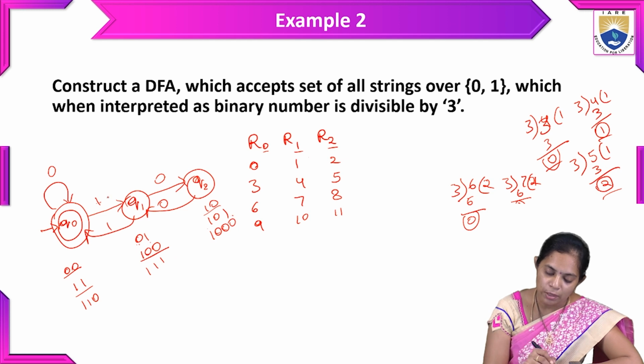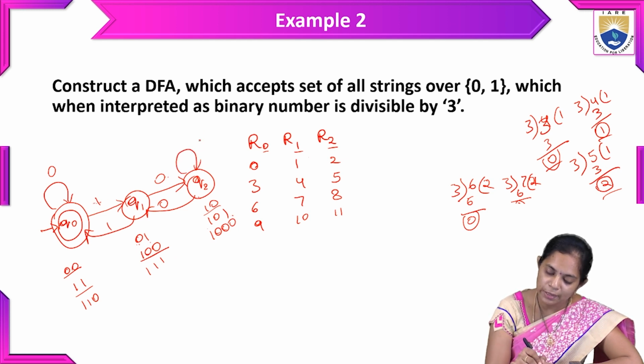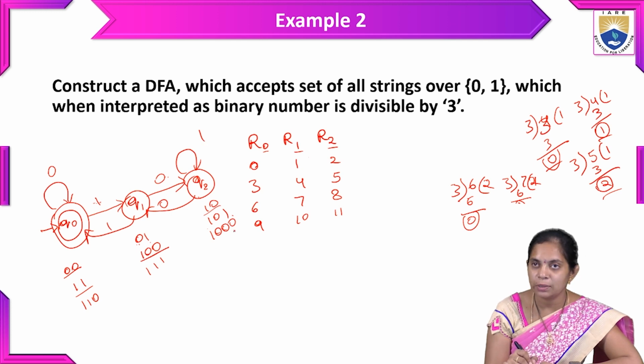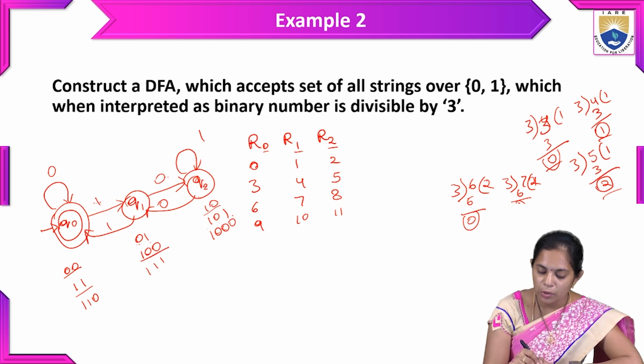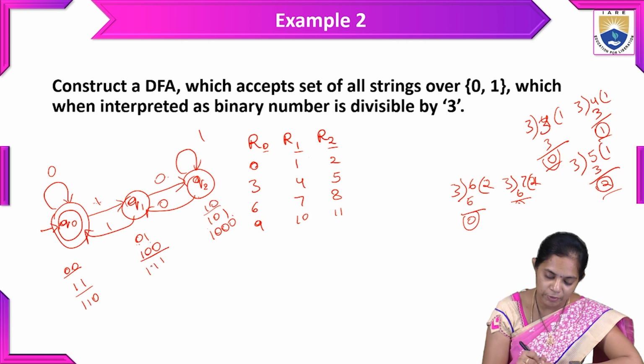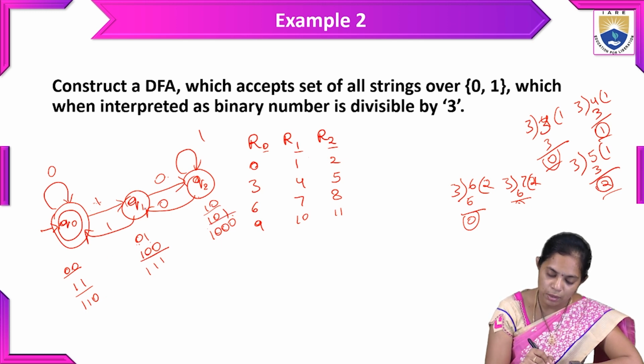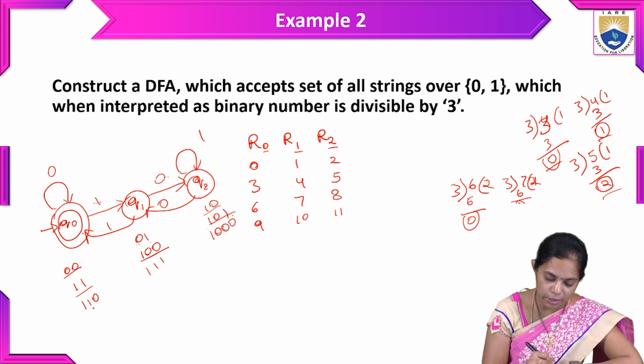And 1, 0, 1. So if you give 1 as an input here, it has to reach Q2 only. And this is finished. And here 1, 1, 0. So 1 is there, and 1 is there, and 0. So it's already satisfying.